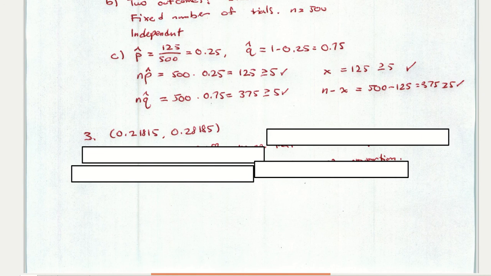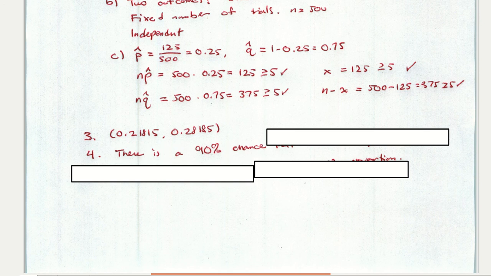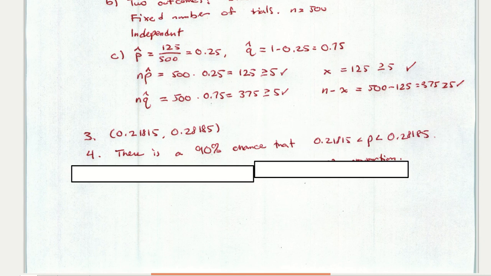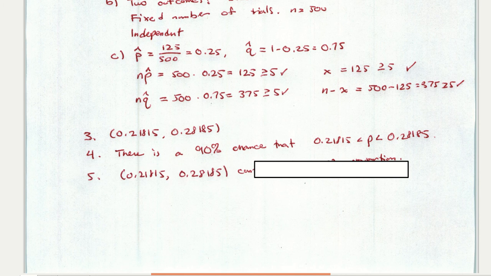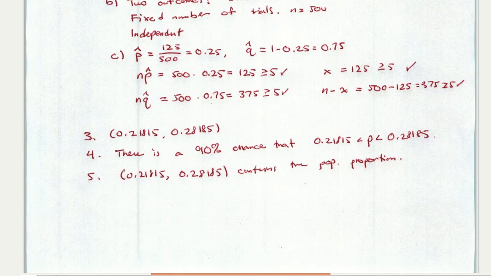Now we need to say this 2 different ways. So we're going to say this as there is a 90% chance, there's C, our level of confidence, that the true population proportion, that's P, is in this interval between 0.21815 and 0.28185. Then we're going to say this in words. Not a lot to say. We weren't told what this question was actually about. We're going to state the interval. So there it is. And we're going to say that it contains the true population proportion.